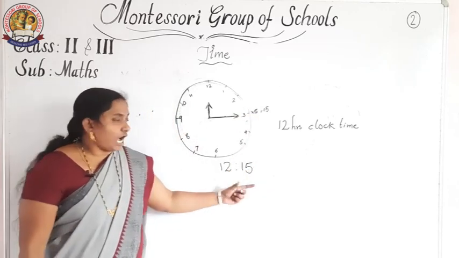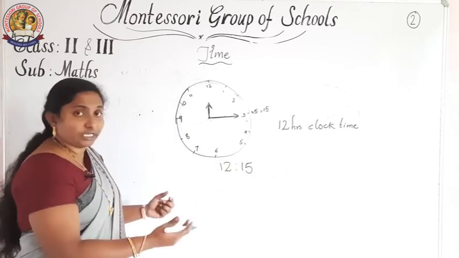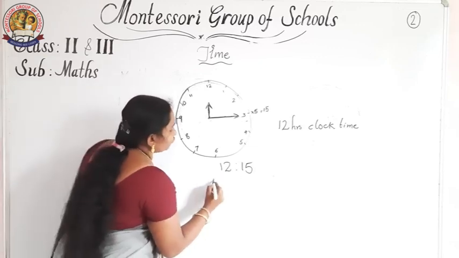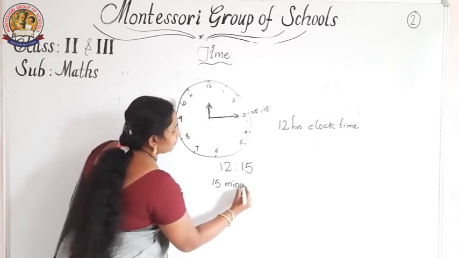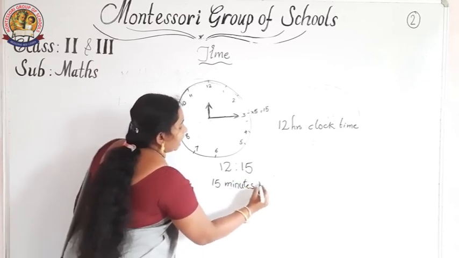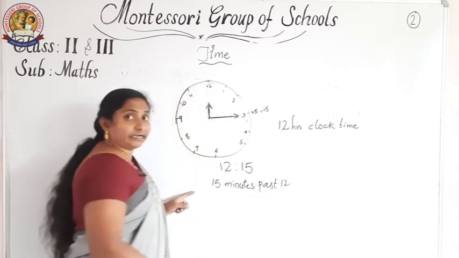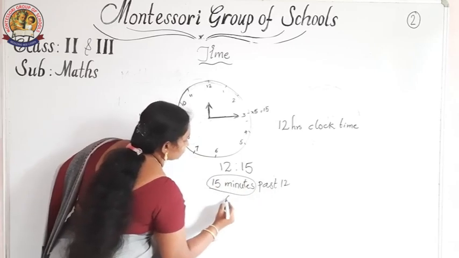So now how do we read this number, or how do we write this number in words? In words, here 15 minutes past 12. Like this writing, or in the 15 minutes place we are writing quarter.